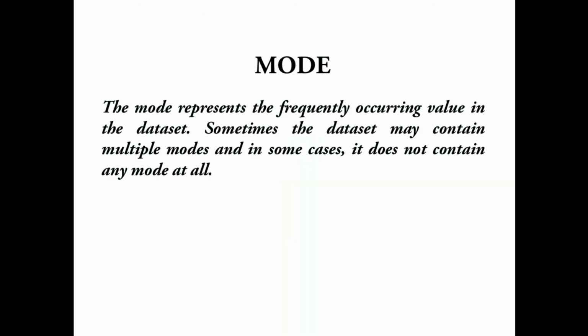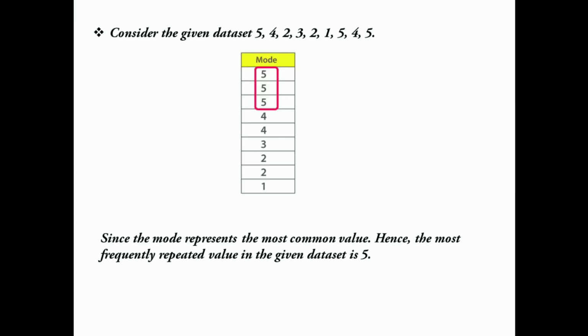Mode. The mode represents the most frequently occurring value in the dataset. Sometimes the dataset may contain multiple modes. In some cases, it does not contain any mode at all. Let's take one example. Consider the given dataset 5, 4, 2, 3, 2, 1, 5, 4, and 5. Since the mode represents the most common value, the most frequently repeated value in the given dataset is 5.